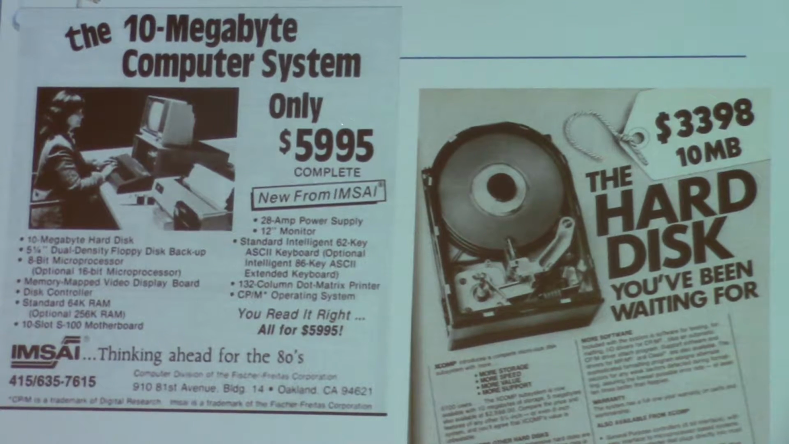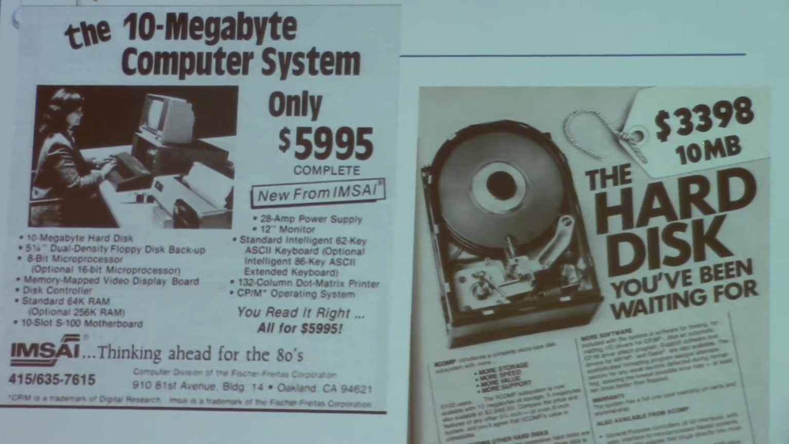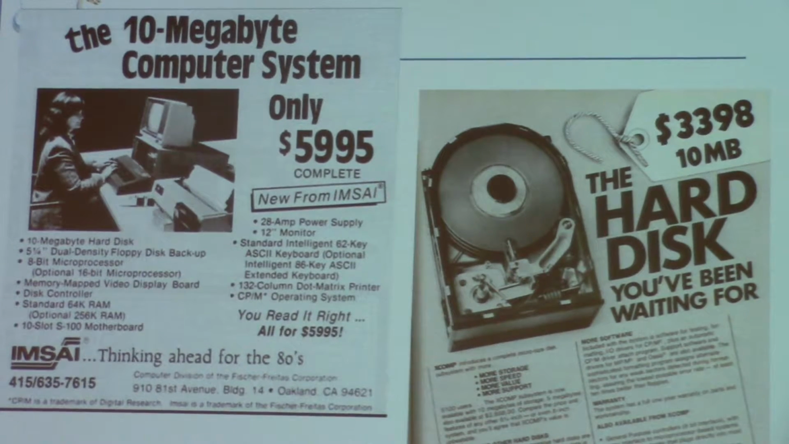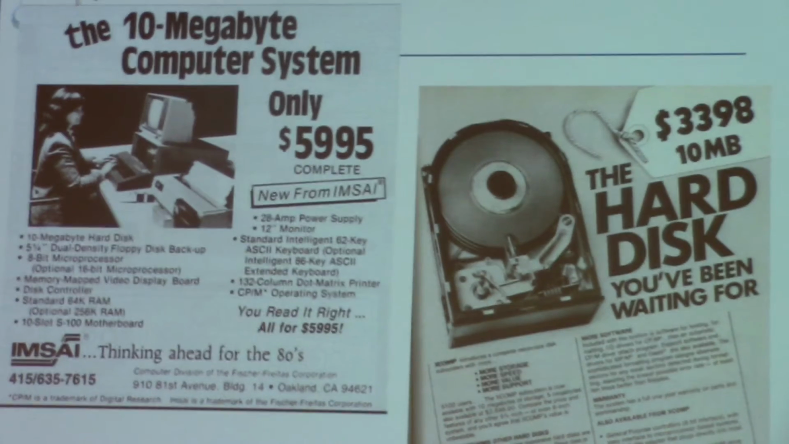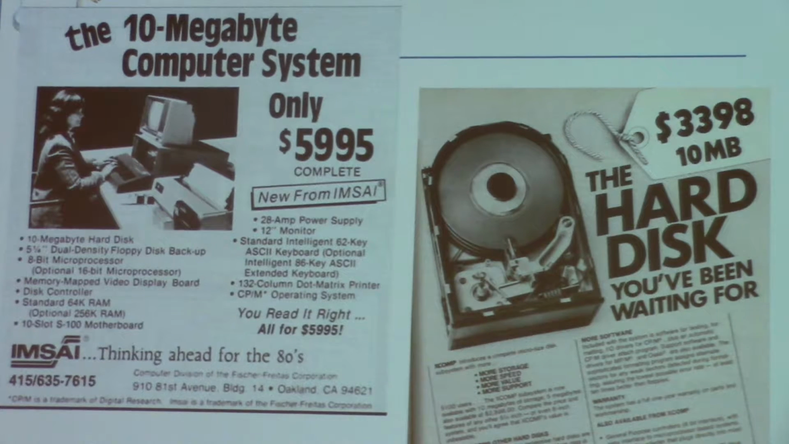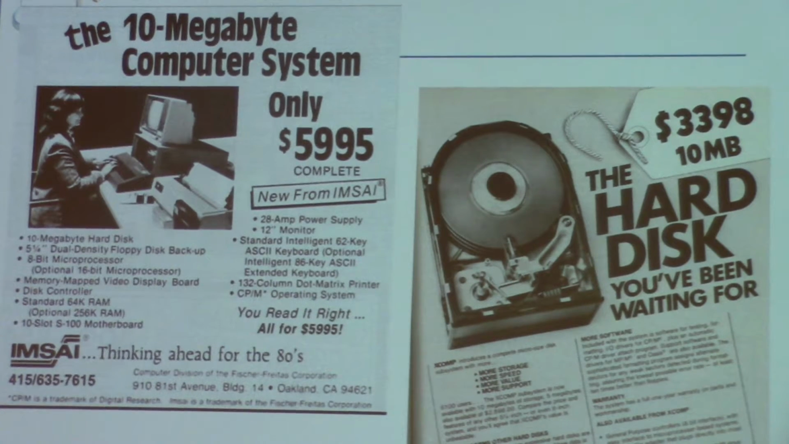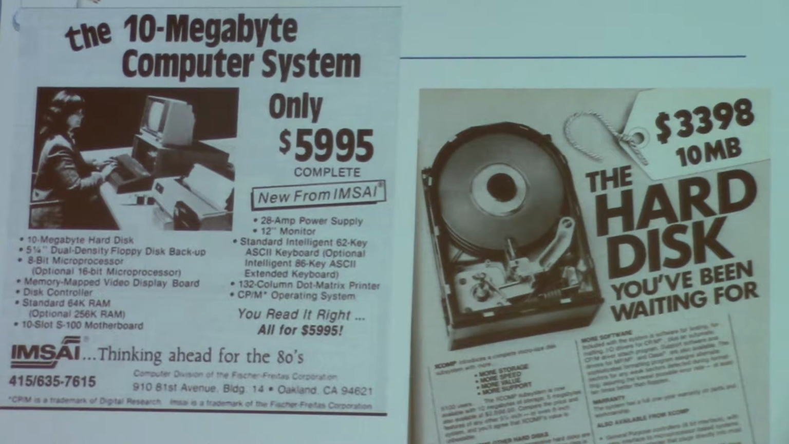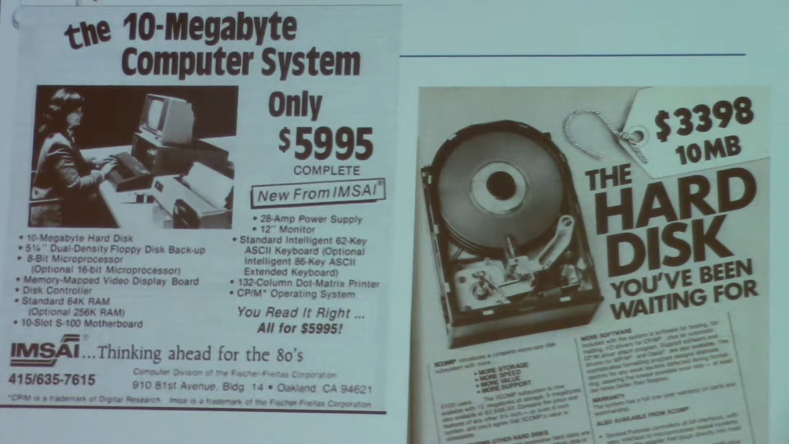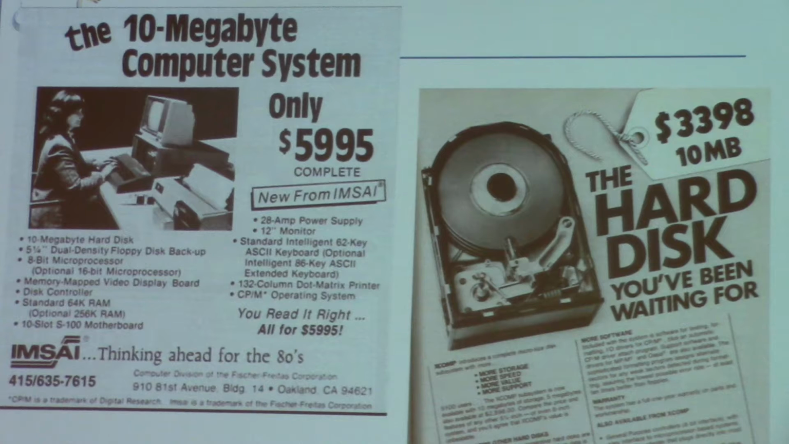So it started from 6,000, and you can see the 10 megabyte. I still remember my first hard disk drive was 100 megabyte. It's bigger than this, but it was very, very expensive. So finally, I could cover the whole operating system on a hard disk drive.